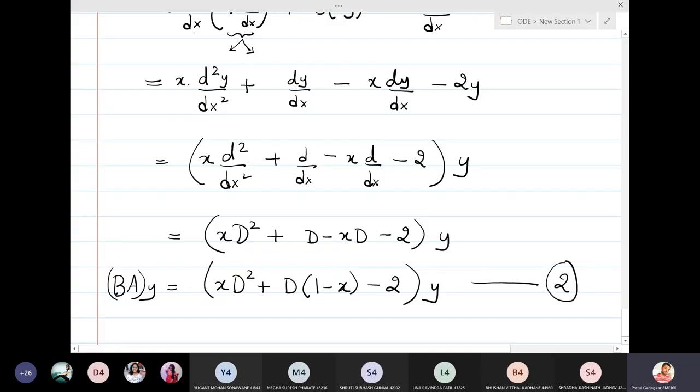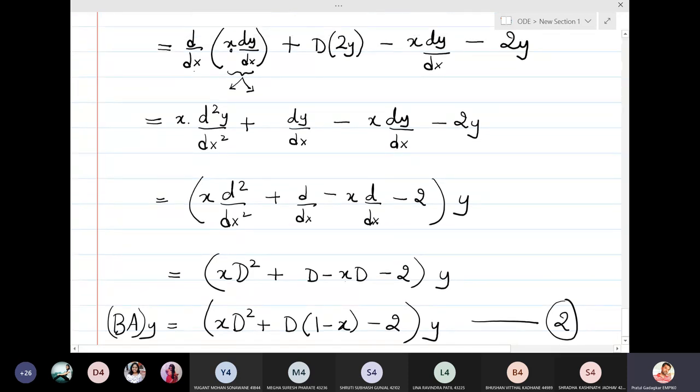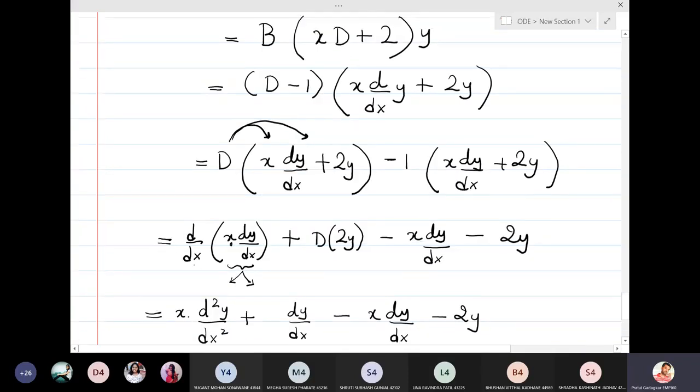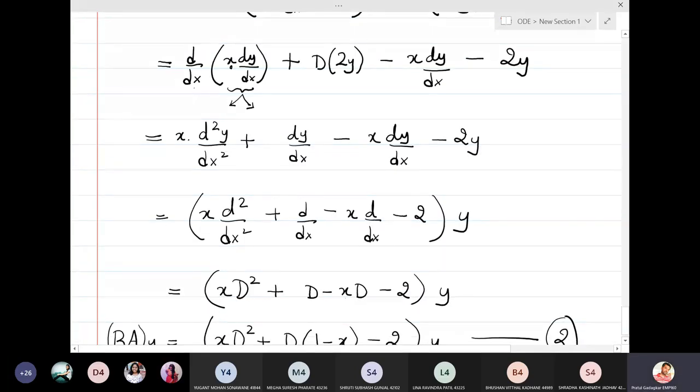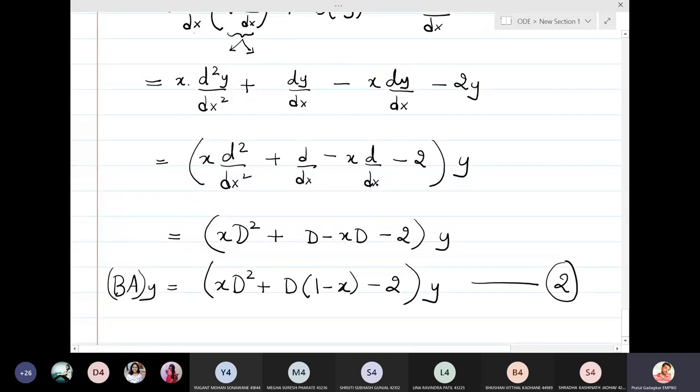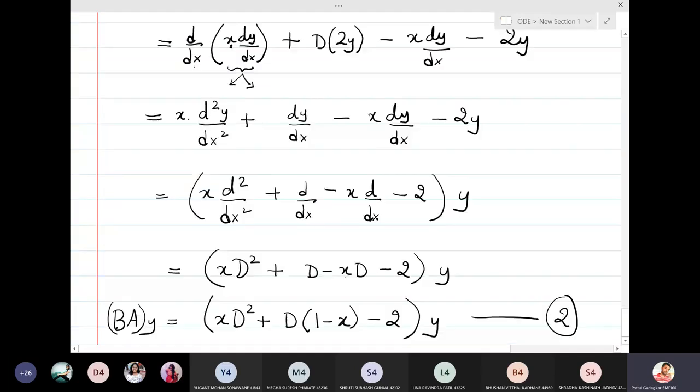I might have gone somewhere wrong in my calculation. Sorry if I have gone wrong somewhere, but I see this. Oh, fine, okay. So don't worry now. So this means that AB and BA are giving me two different answers. Why did this come up? The reason is that the operators were with which type of coefficients? They were with variable type of coefficients. That is the reason we got that.